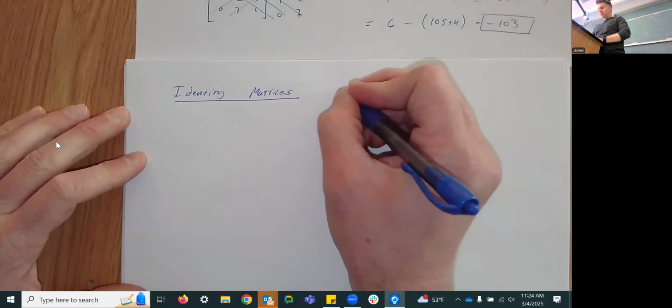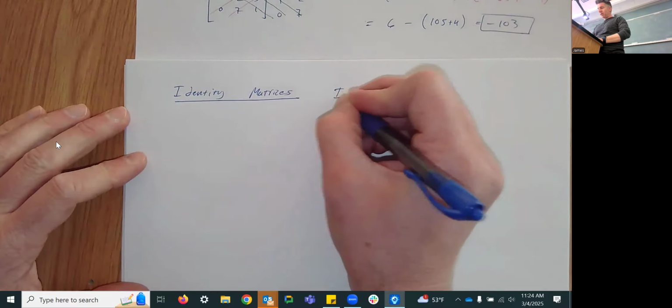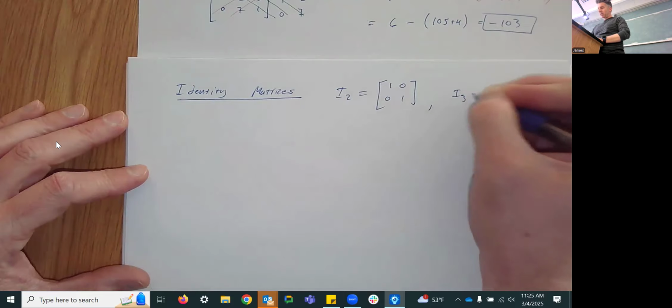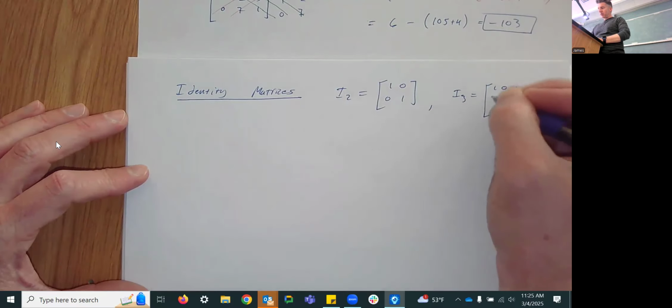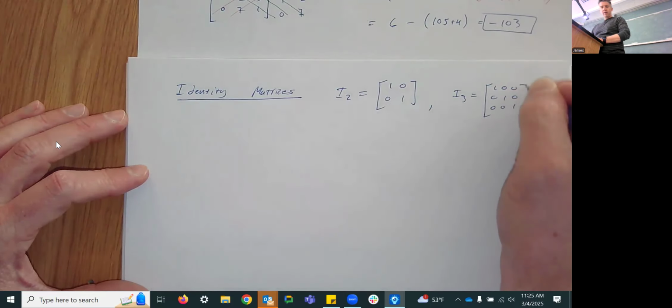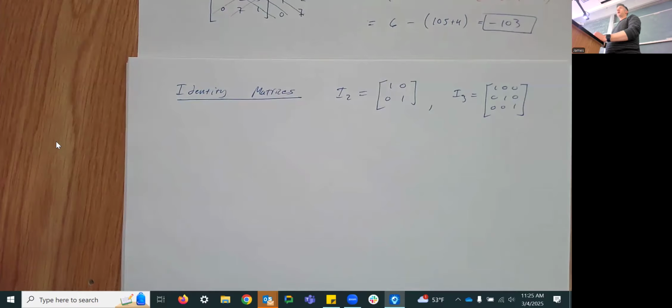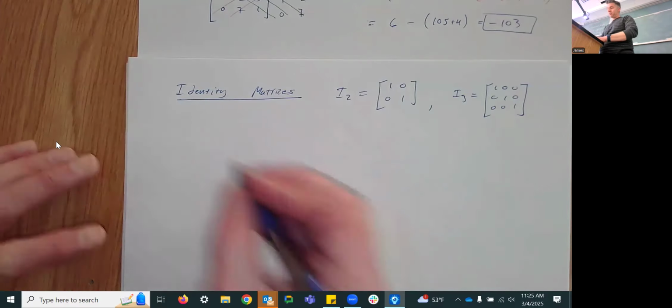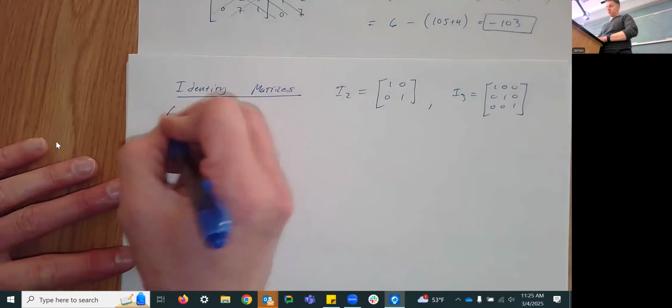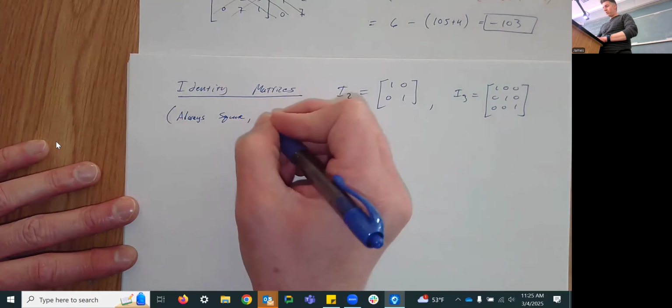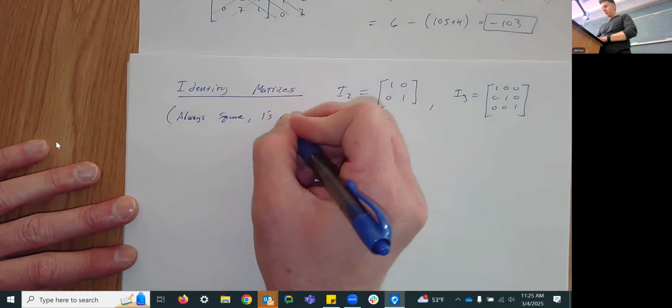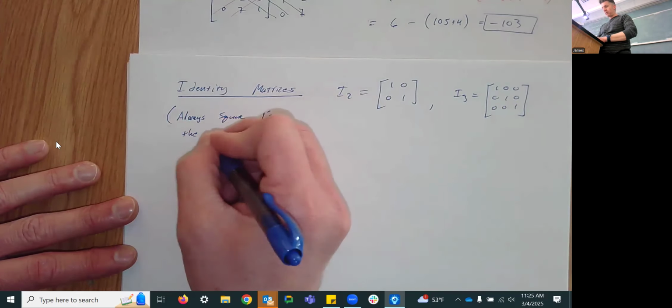So the 2 by 2 identity matrix is 1, 0, 0, 1. The 3 by 3 identity matrix is 1, 0, 0, 0, 1, 0, 0, 0, 1, etc. So any size identity matrix is always square. We have 1s on the diagonal, 0s everywhere else.